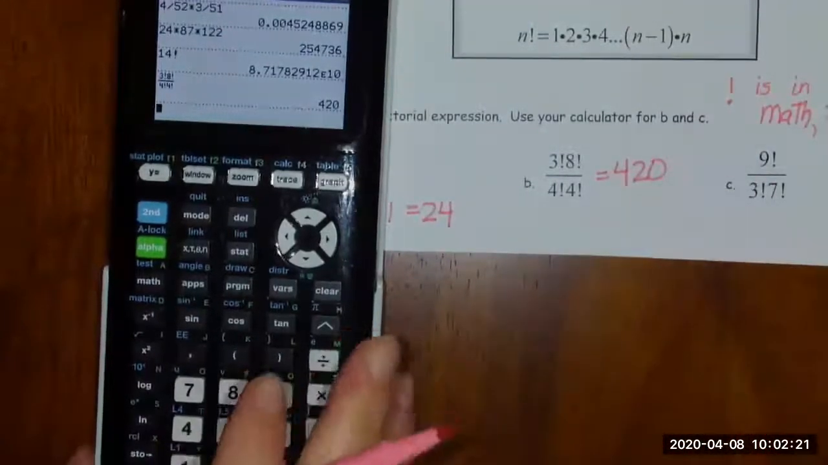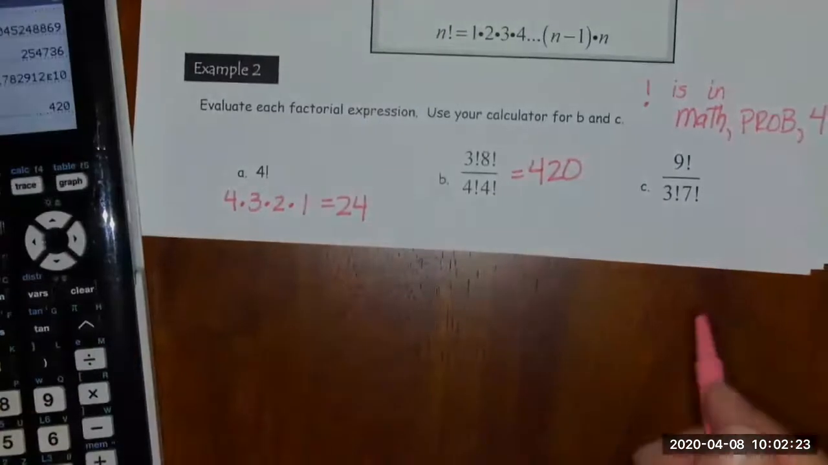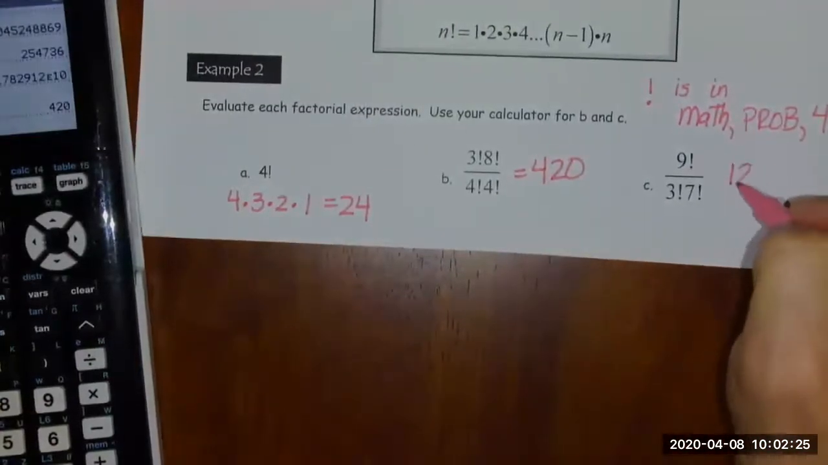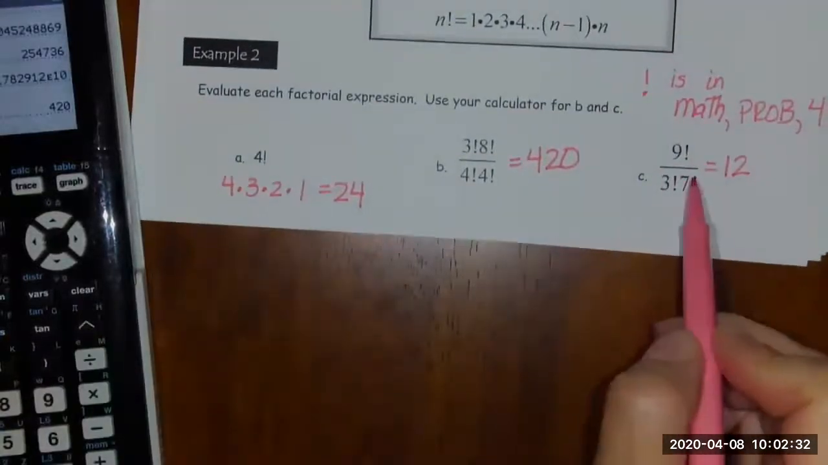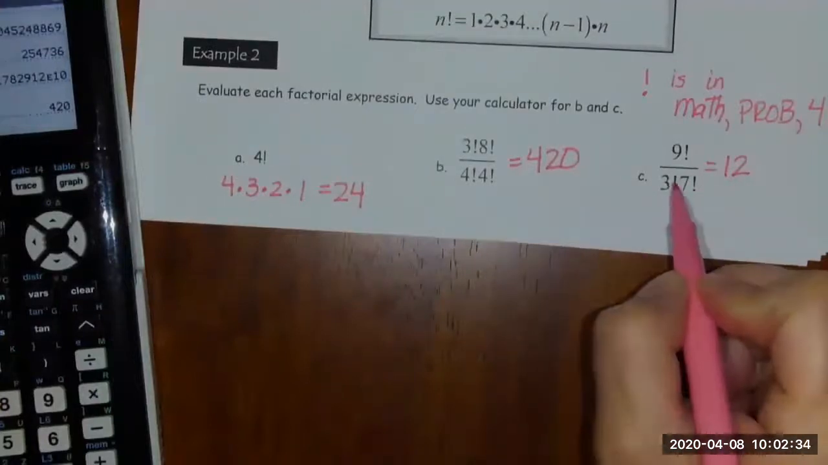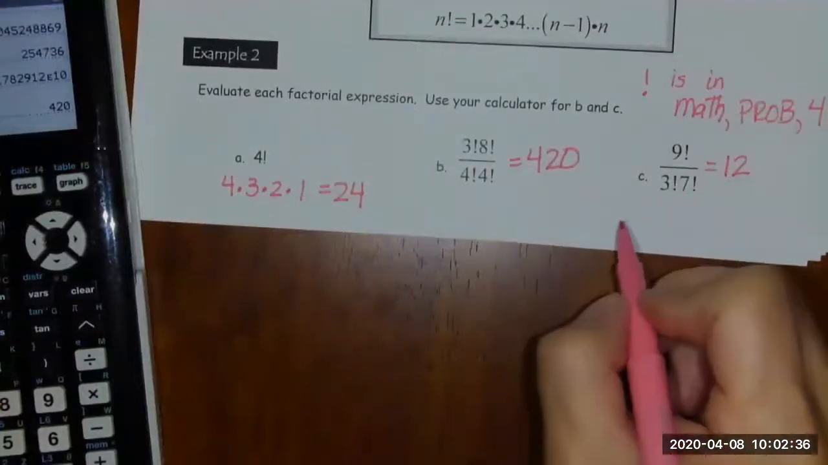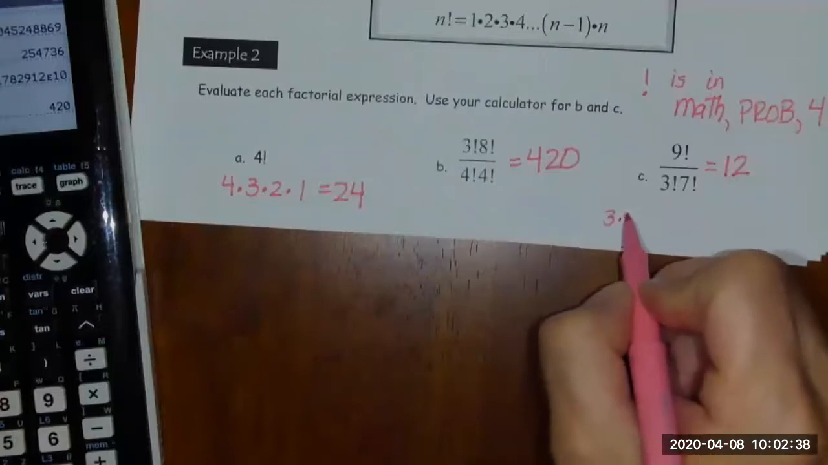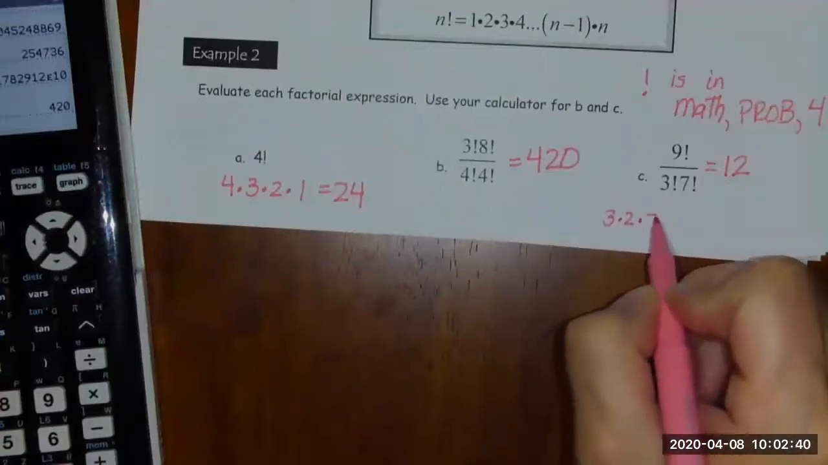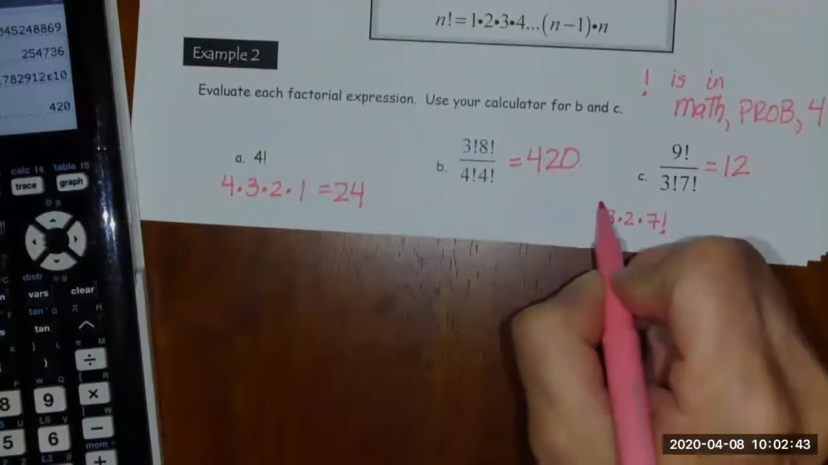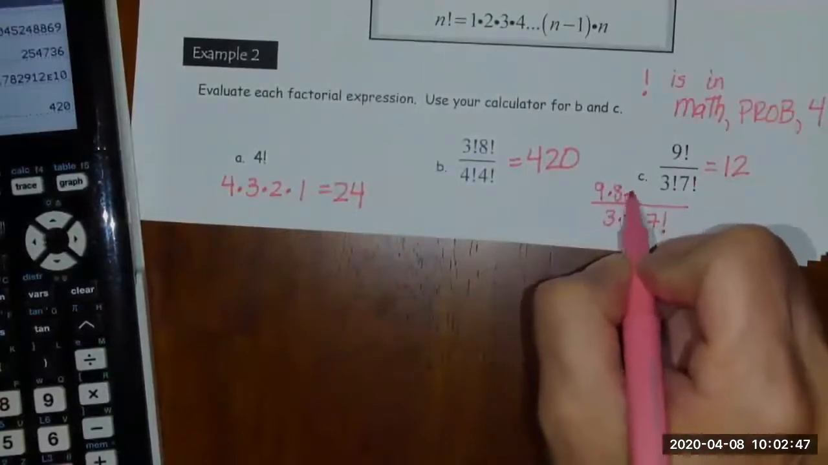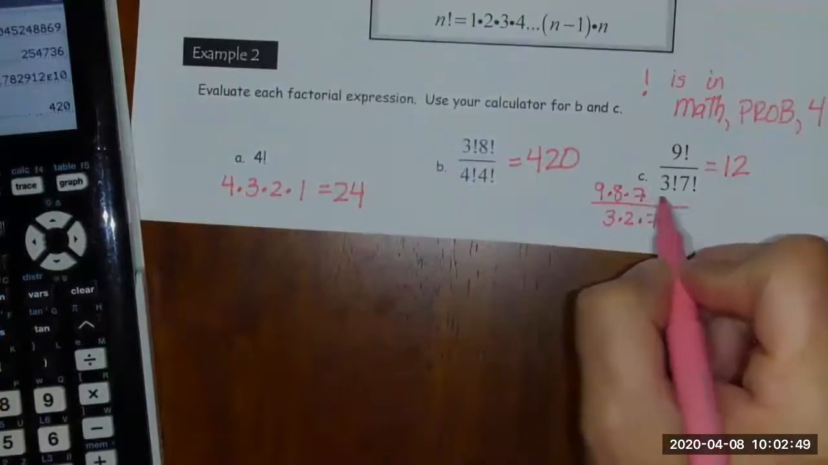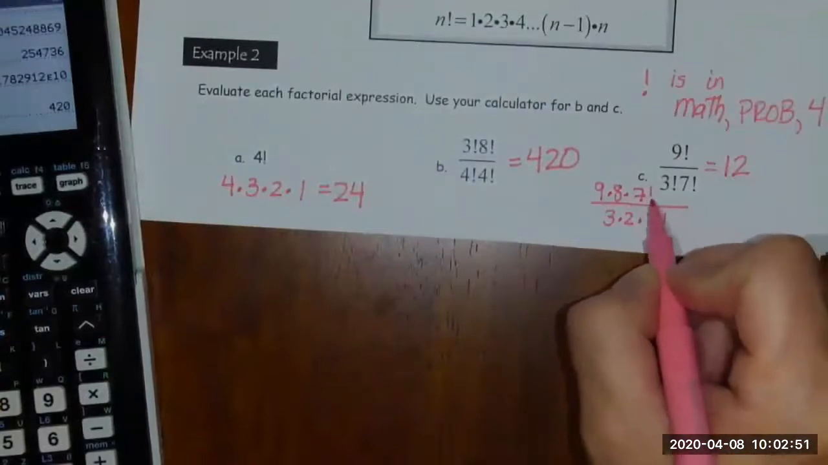Okay, so you take a second and type C in, and when you're done, you should get 12. And I want to show you that you don't really need a calculator for these. Let me show you how easy this is. So if I take this one and this one on the bottom, 3 factorial is 3 times 2 times 1. I don't need to write the 1. And 7 factorial, I'm going to leave alone. Now 9 factorial I can write as 9 times 8 times 7, and if I don't want to write 6, 5, 4, 3, 2, 1, I can write the factorial.